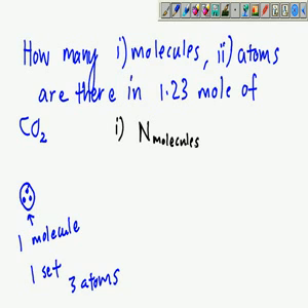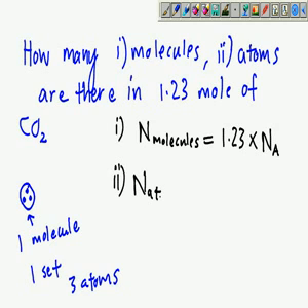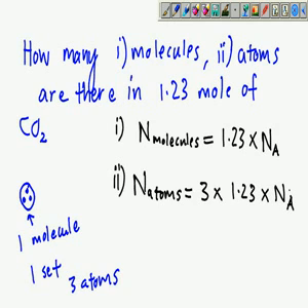So 1.23 times the Avogadro's constant. Number 2, it is more concerned about total atoms, so we also need to put 3, then only we times the mole, then times the Na. For atoms, it is important to know how many atoms are there inside the molecule. So we need to times 3. Question number 1 seems to be more interested in finding how many sets.